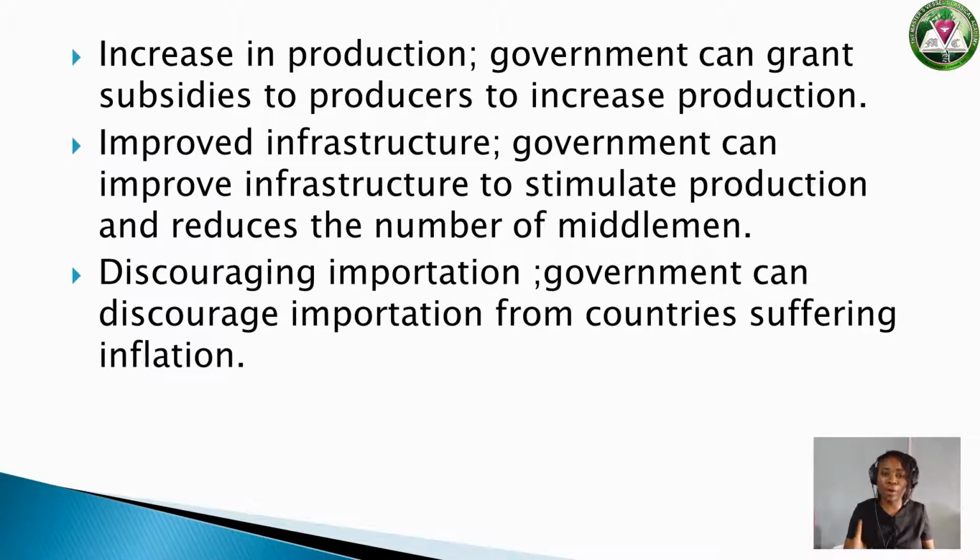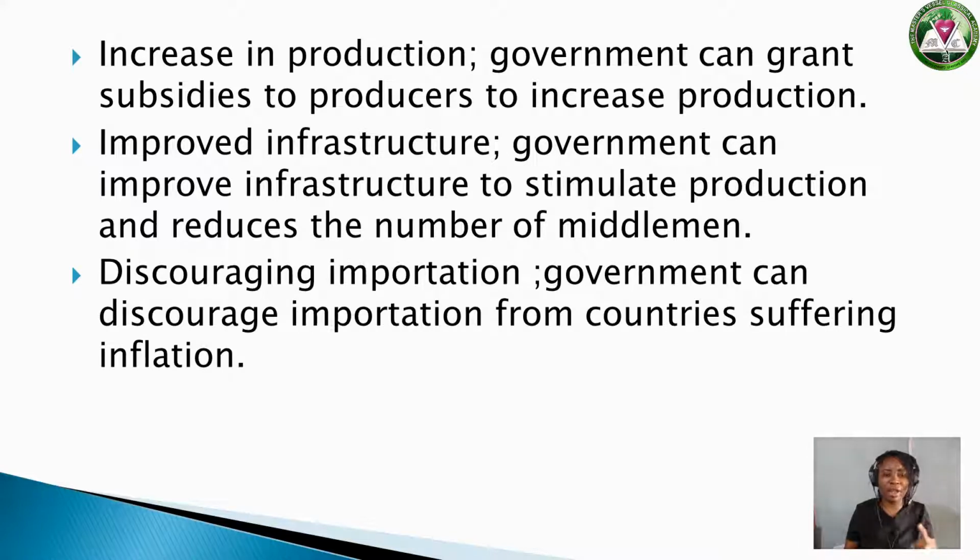So if the government wants to control inflation, they will increase production by granting subsidies to producers in order to increase production. Encourage the farmers, give them fertilizers at a lower rate, and the rest of them, and you see that we have increase in production. You have mass production. So if you have many people selling goods and services, definitely the price of those goods will fall.